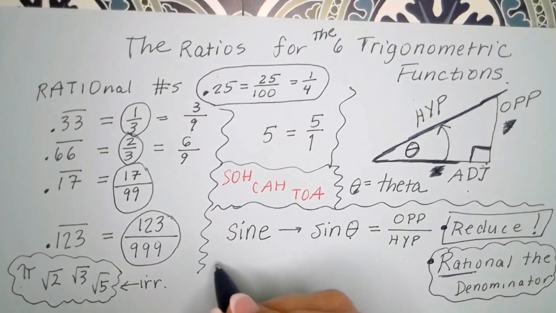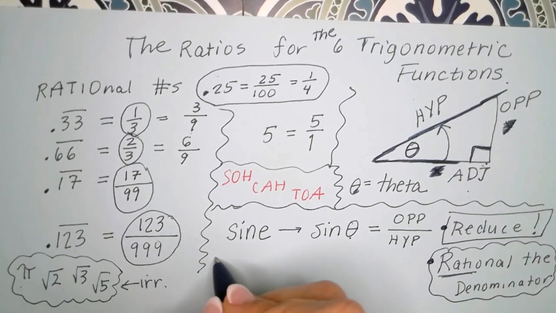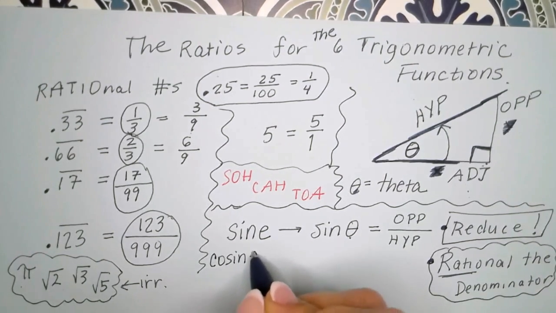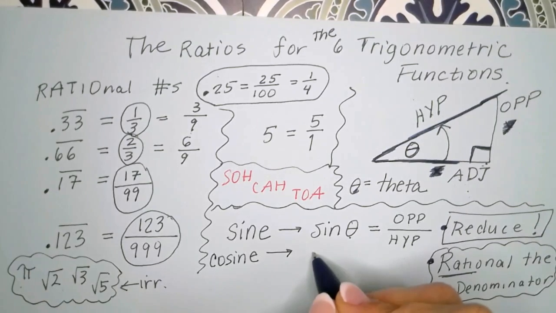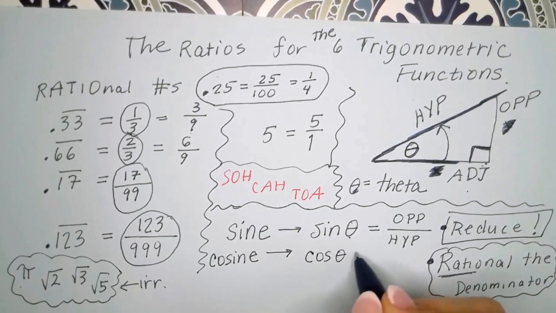Next, that's sine. The next function that came from sine is cosine. The spelling is the same as sine, but with the co in front. The abbreviation is COS. And what's the ratio for cosine?